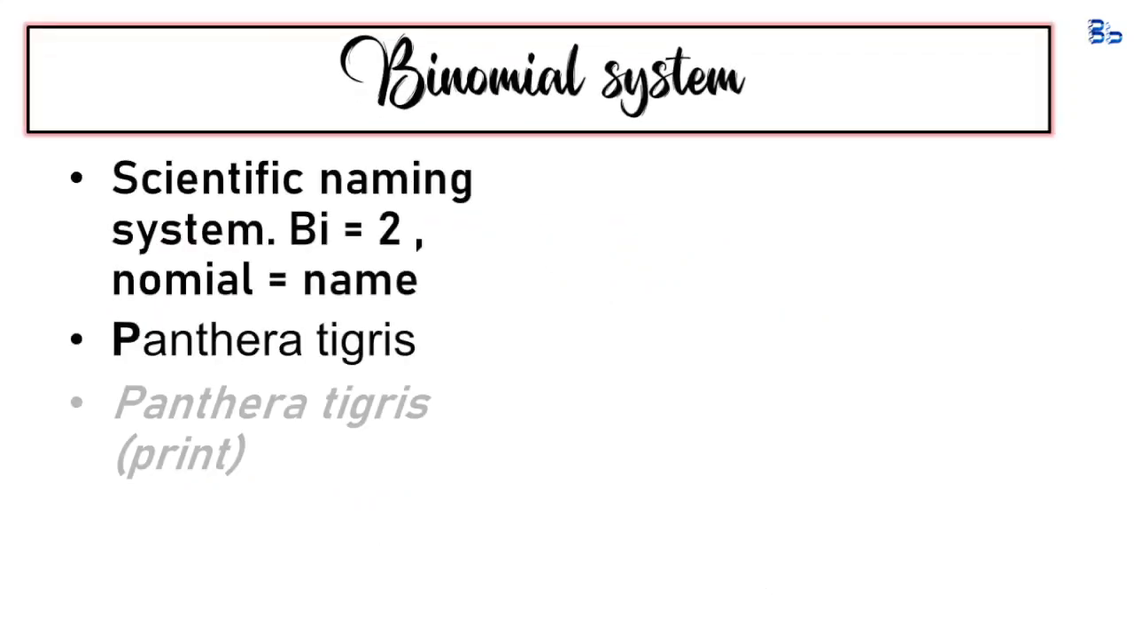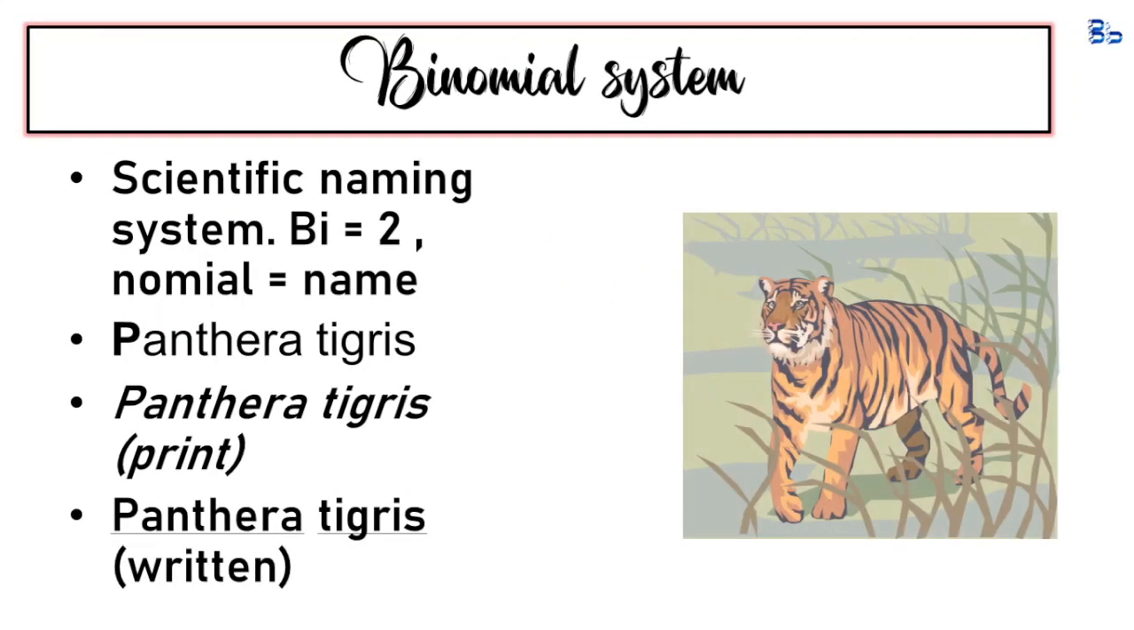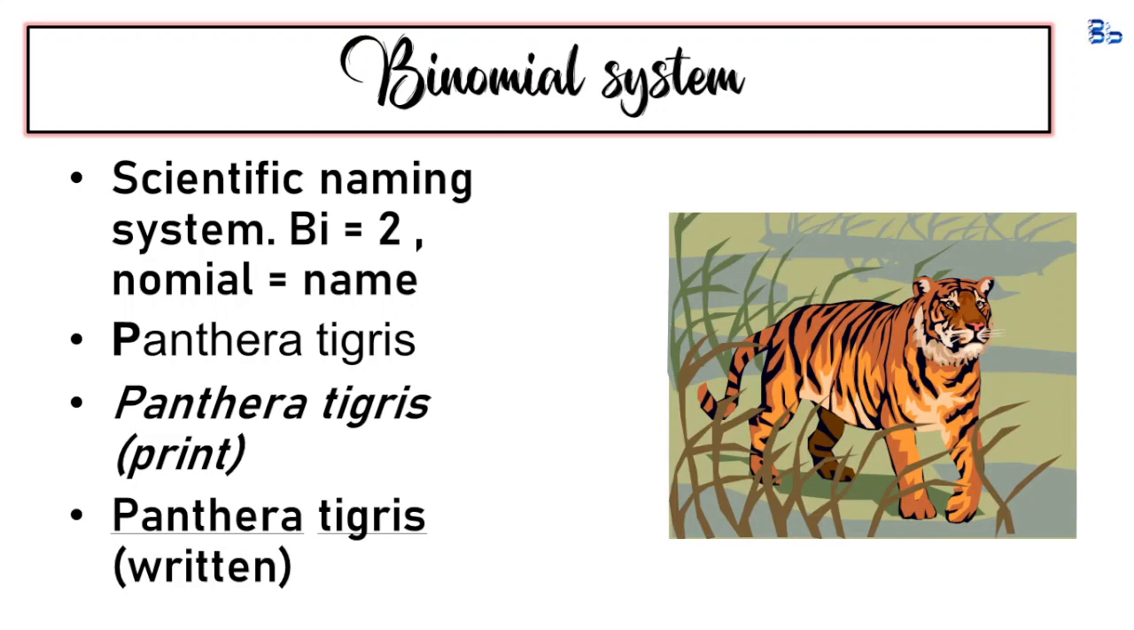So now we will move on to the binomial system, the naming system. How do we go about assigning names to the different organisms that we put into groups? So the term binomial: bi means two and nomial in Latin means name. So this is basically a two-name classification system. So the first name involves the genus name and the second name is the species name.